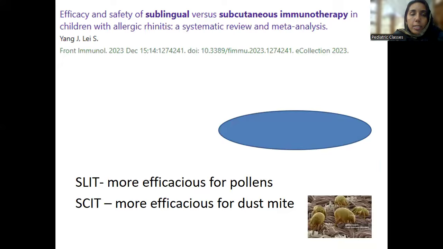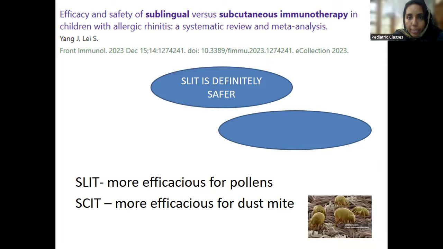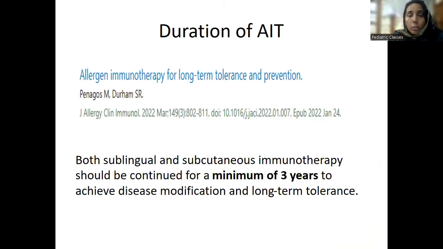Now, there are multiple studies comparing the efficacy of sublingual versus subcutaneous immunotherapy. It has been found that SLIT is definitely safer, but SCIT is more efficacious. Further into the details, it has been found that SLIT is comparatively more efficacious for pollen than SCIT, and SCIT is comparatively more efficacious for asthma than SLIT. So multiple studies are going on.